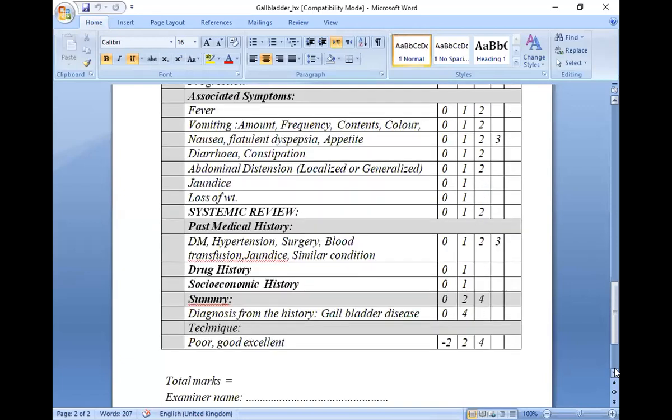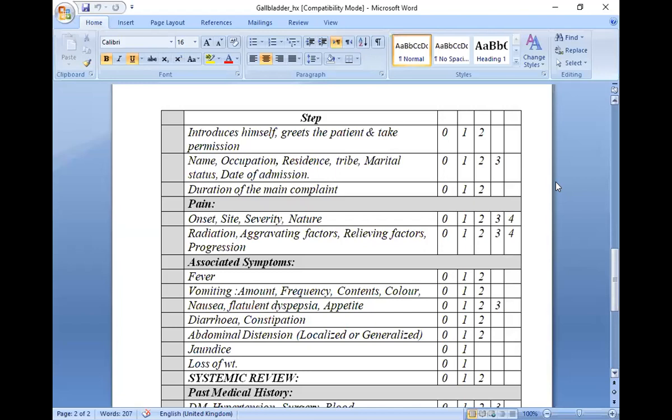And then the summary, and after that the technique of taking the history: is it good, poor, or excellent? This is how you are going to be assessed regarding history taking in a patient with gallbladder cholecystitis. Okay, any questions?